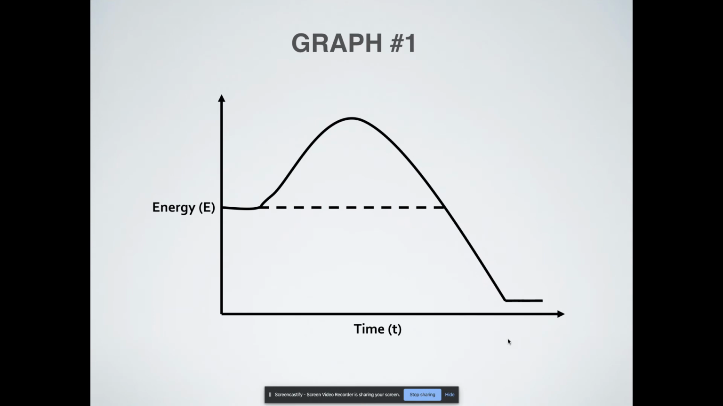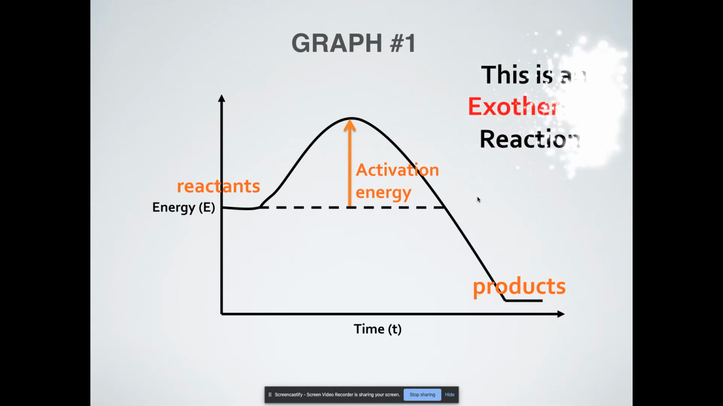Graph 1. Copy that down and let's label it. I've got my reactants over here on the left. I've got my products over here on the right. I've got my activation energy, which is this little hill that I have to climb in order to get my reaction to happen. And then I also should point out, this is what an exothermic reaction graph looks like, right?